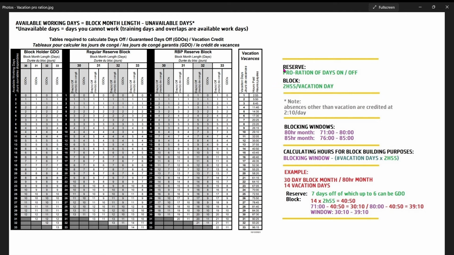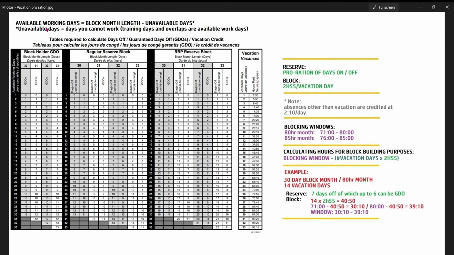Now here I have that for reserve, it is a proration of days on and off. So when you do have vacation, your days off and on will be prorated depending on the amount of days that you have. Whereas on a block, it will be with the credit of your vacation. So again, that's where the 2 hours and 55 minutes will become important. If you're in PBS and you access your calendar, you can see on your calendar the in-period credit, which is the credit that your vacation is bringing into the current block month for which you are bidding.